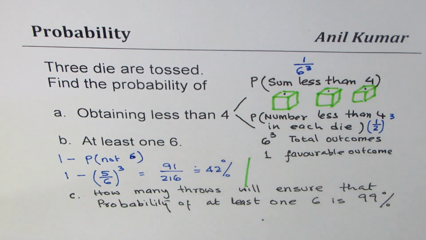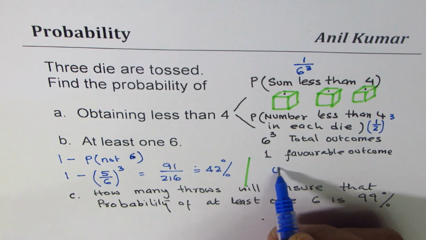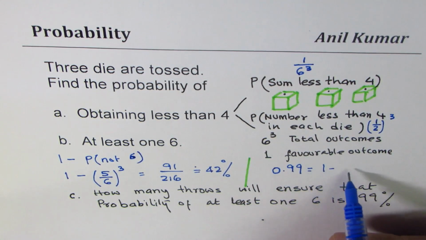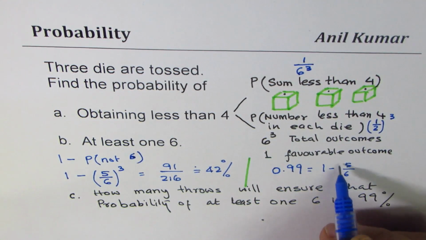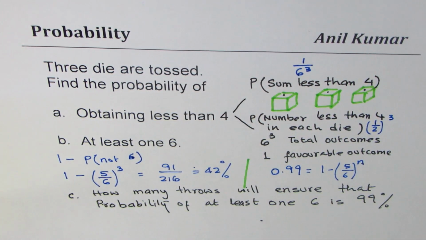I'll put the solution of this in another video, in the form of a multiple choice question. So that I think will be interesting. Basically what I'm saying here is that you have to solve the equation 99%, that is 0.99, is equal to 1 minus (5/6) to the power of n. So find the value of n from the given equation. I think that becomes very interesting also. So this question just came from your question.